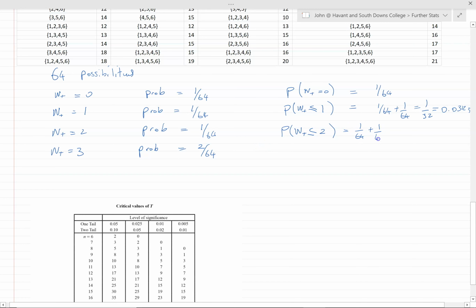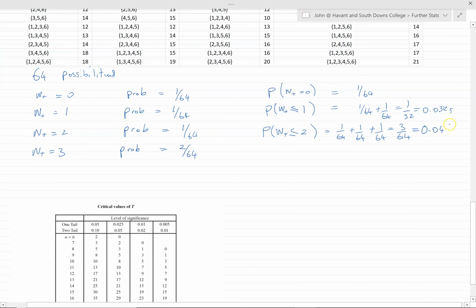The probability of W plus being less than or equal to 2, again, would be 1 out of 64 plus 1 out of 64 plus 1 out of 64, so 3 out of 64, which is 0.046875. And finally, the probability of W plus being less than or equal to 3, because there are two ways of getting 3, is 2 out of 64 more. That would be 5 out of 64.